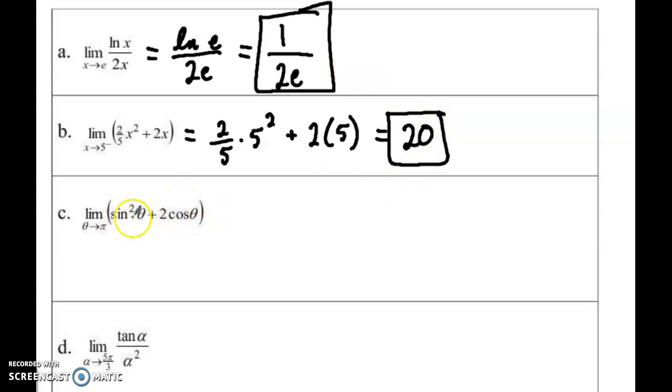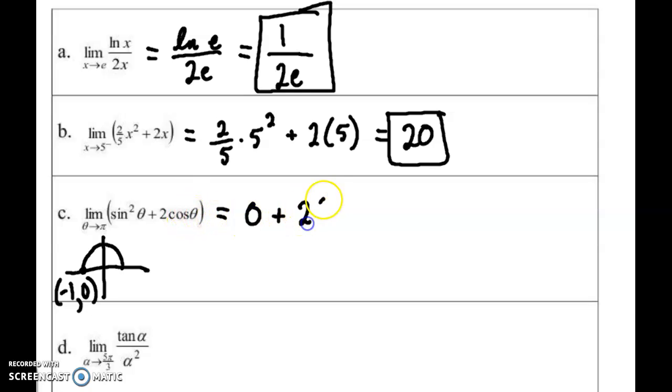This makes me nervous in case you forgot sine, cosine over the summer. Just remember where pi is on the unit circle. It's over here. Ordered pair is -1, 0. So sine of pi is 0. And then cosine of pi is -1. I guess I should also write squared because this is 0 squared. But anyway, 0 squared is 0 minus 2.